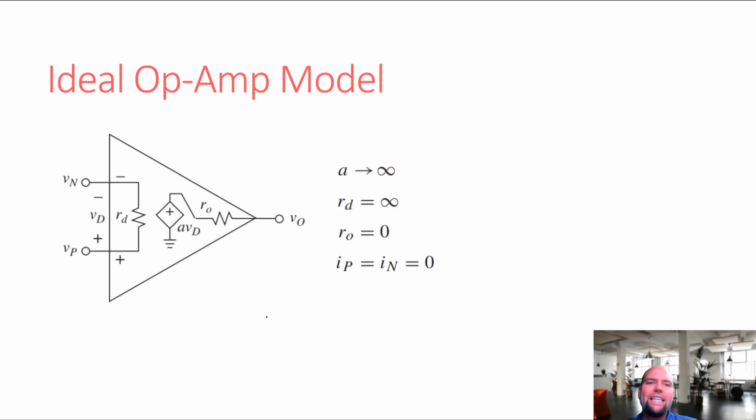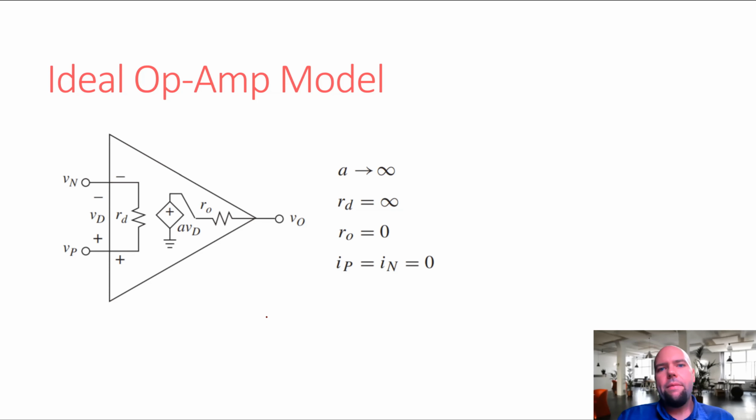So what is an ideal op-amp? An ideal op-amp has a gain of infinity. An ideal op-amp has an input resistance, RD, that is infinite, and an output resistance that is 0. Again, these are the ideal effects for a voltage amplifier in an ideal op-amp model. And also, we have this assumption with an ideal op-amp model that there is no current flowing into the P and N terminals. So no current flowing into the terminals of the op-amp.